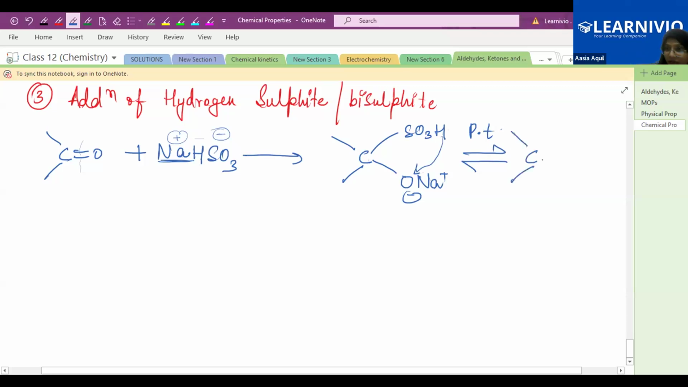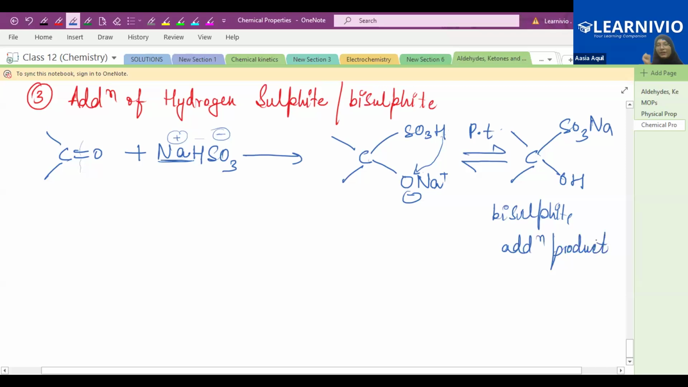So what happens? Here you will write OH in place of sodium. This hydrogen gets over here, and SO3 and Na. That is the product. And what is this? This is the bisulfite addition product. You can say this is the addition product of the bisulfite. So SO3Na gets attached to the carbon. Okay, so that is the basic thing.